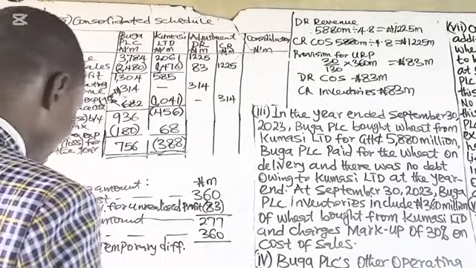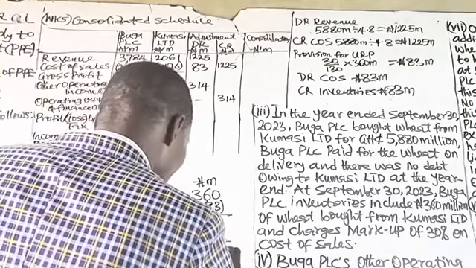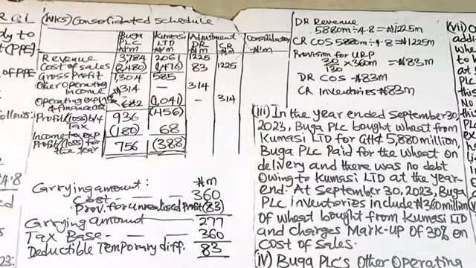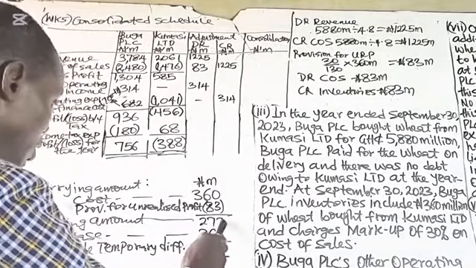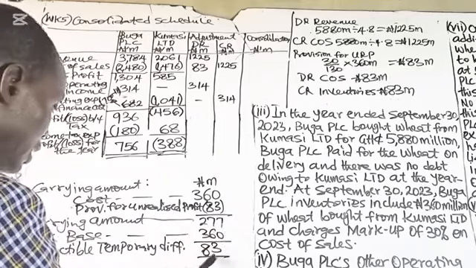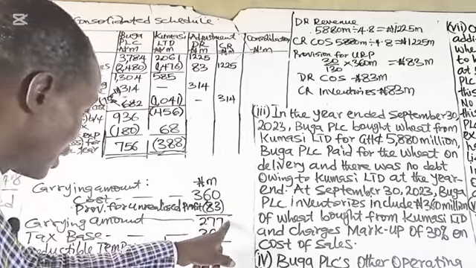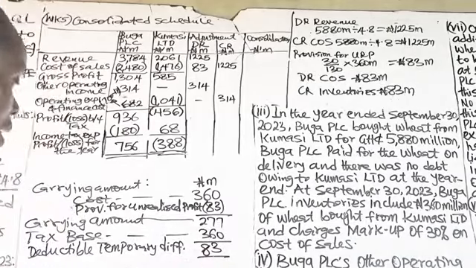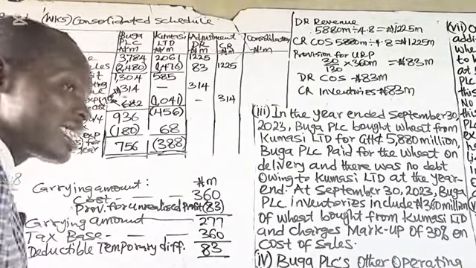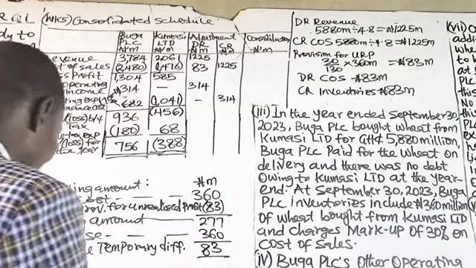If you have watched my earlier video on IAS 12 income tax, we categorize temporary differences into two: the taxable temporary difference and the deductible temporary difference. We said the taxable temporary difference arises where the carrying amount of an asset exceeds the tax base. But where the tax base is greater than the carrying amount, that is deductible. The taxable temporary difference will give rise to a deferred tax liability, while deductible temporary difference will give rise to a deferred tax asset.